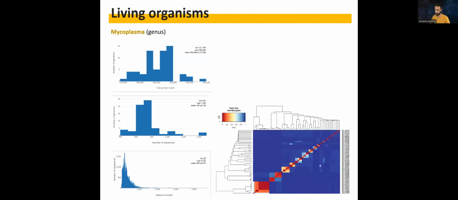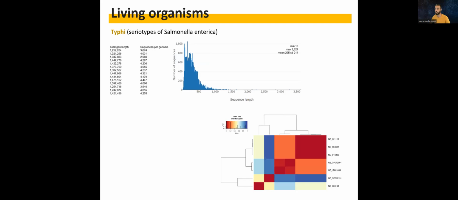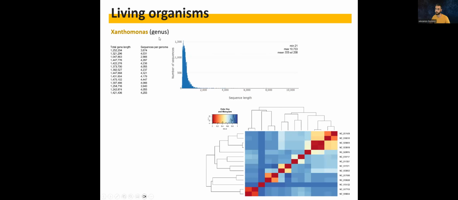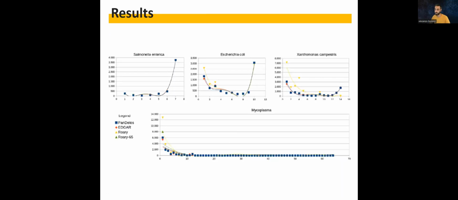So we also ran the 3 software on other organisms, rather than mycoplasma, such as the serotypes of Salmonella enterica. These are some statistics regarding Escherichia coli, which is a species of Escherichia, and Xanthomonas, which is a genus. We ran at the genus level, so we tested our software also at the genus level. And as a result, we obtain this kind of curves for each of these analyses.